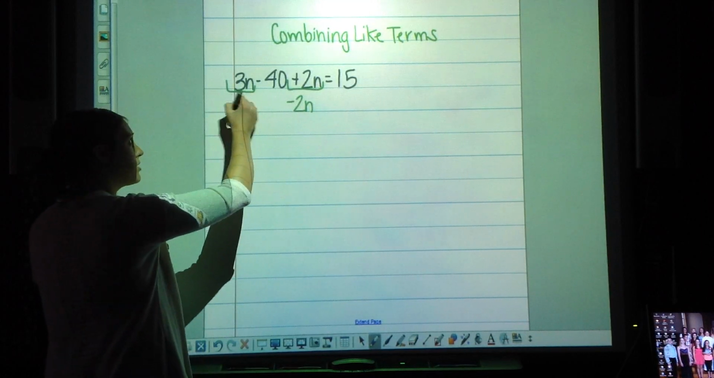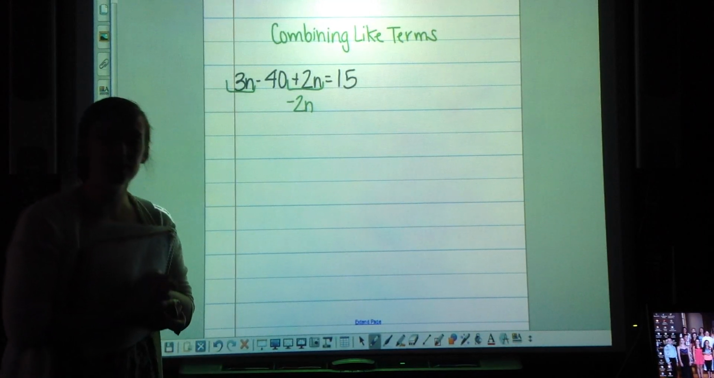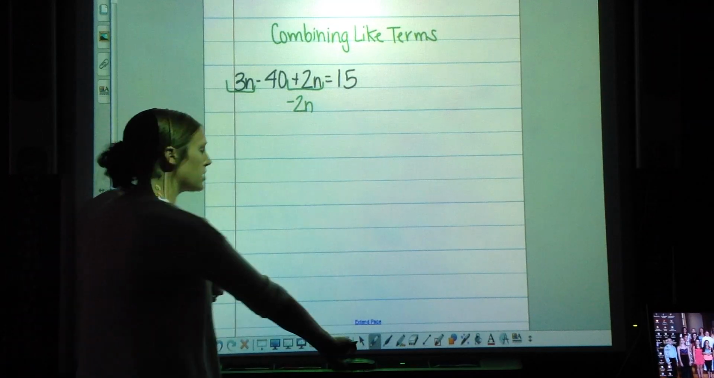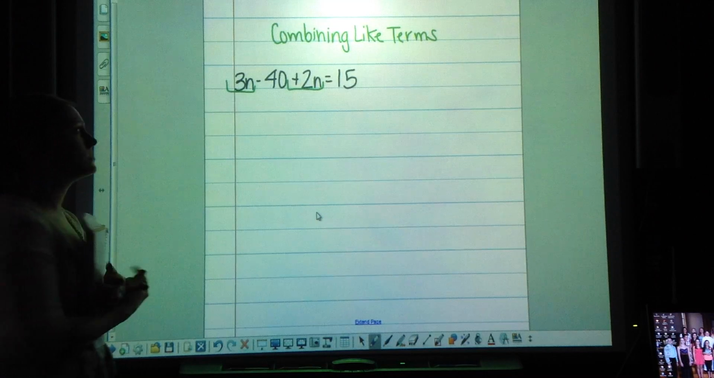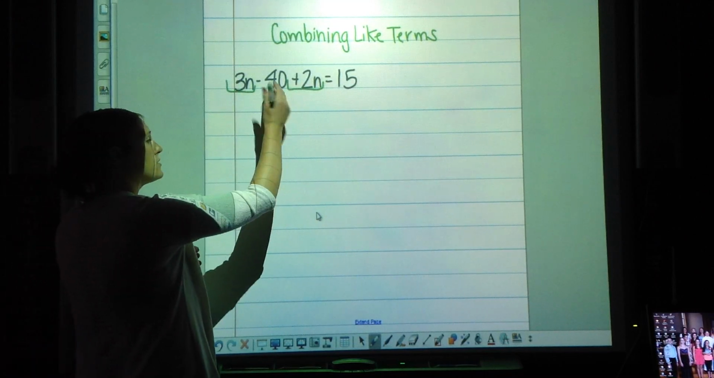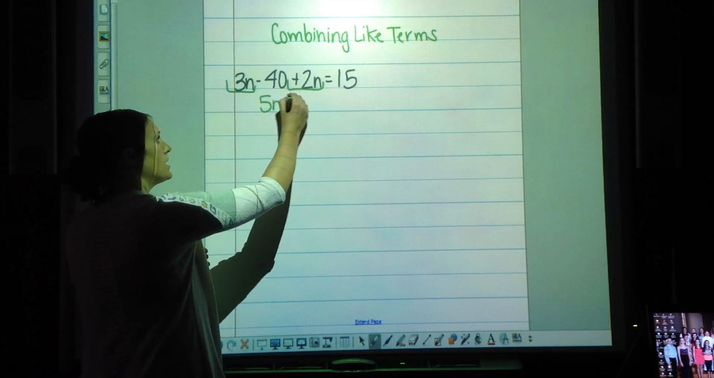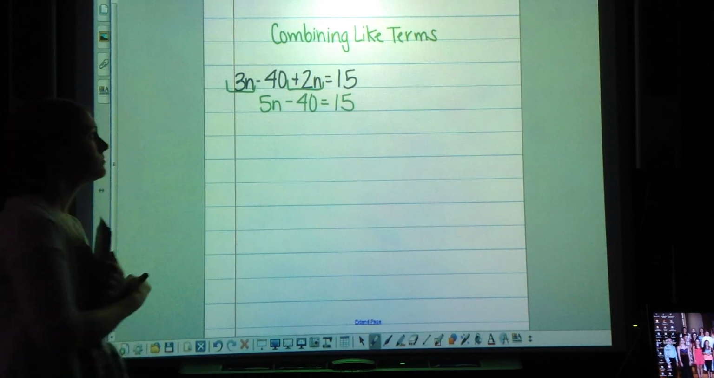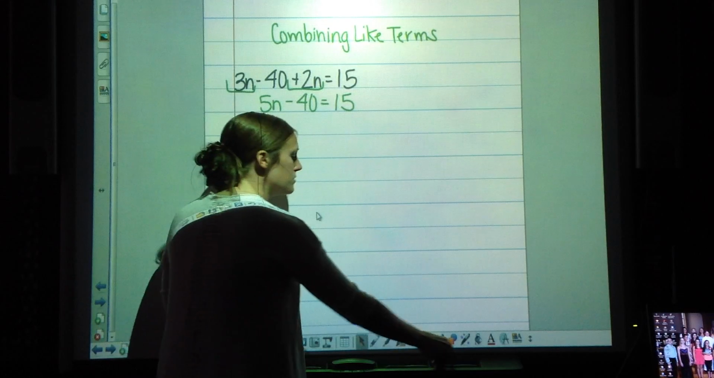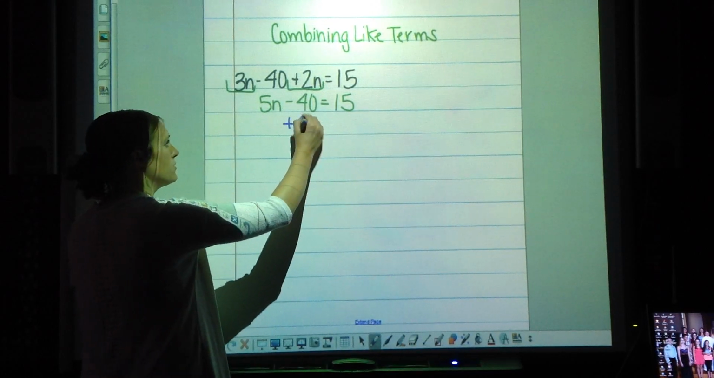Cross it out and bring it over here, because I'm not bringing anything to the other side of the equation, the other expression on the other side. Because they're on the same side of the equal sign, I do what it says. 3 plus 2 is 5n. And then I copy down everything that I did not use. This is a two-step equation where I'm going to bring the non-variable term over first.